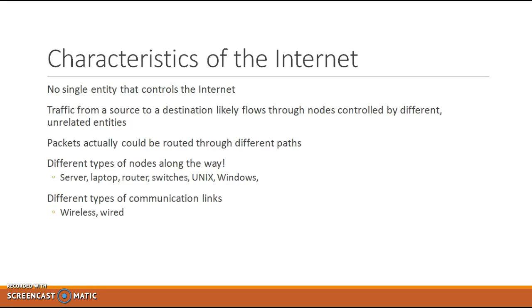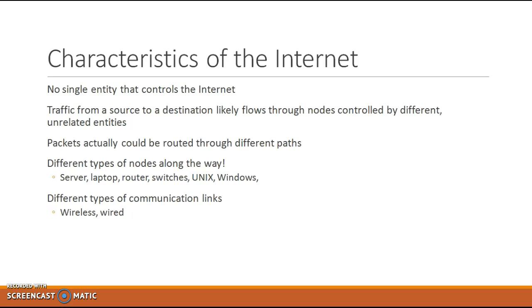Characteristics of the internet. What are the characteristics of it? As you have been using the internet for different purposes, you might have experienced its characteristics, but we need to explain them one by one and see the different characteristics. There is no single entity that controls the internet, because everyone connected to the internet becomes a part of the internet. Traffic from a source to a destination likely flows through nodes controlled by different unrelated entities. This is very clear, so I will not explain it.